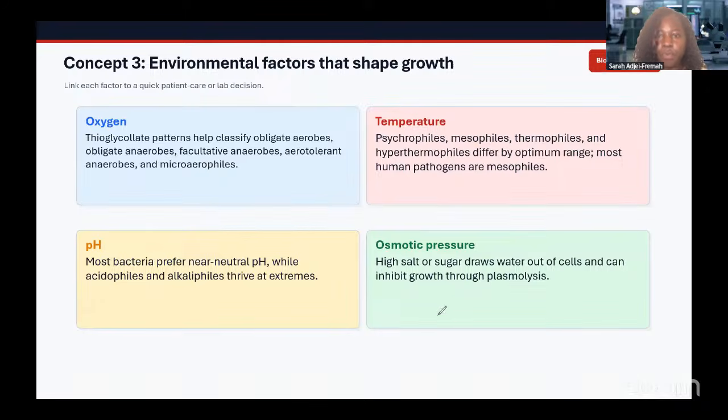Mesophiles, 20 to 40. And then thermophiles would be above 45. And hyperthermophiles or extreme thermophiles would be 80 degrees Celsius to 121 degrees Celsius.